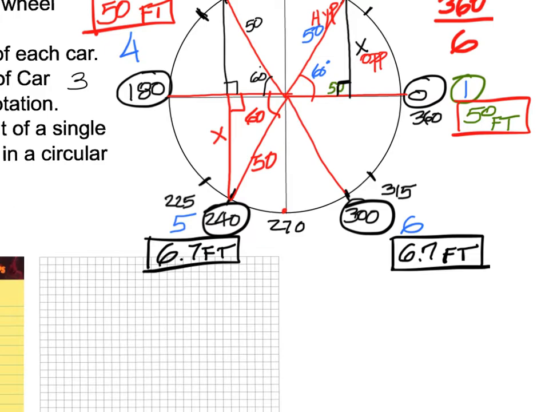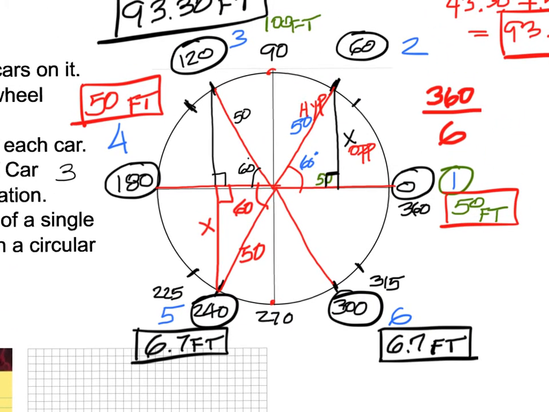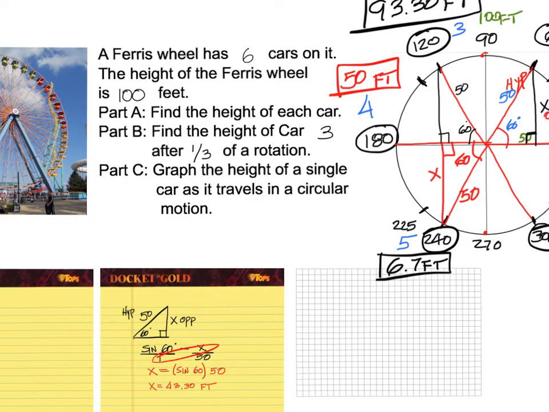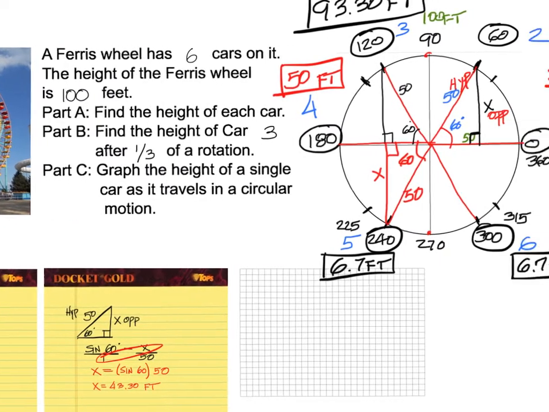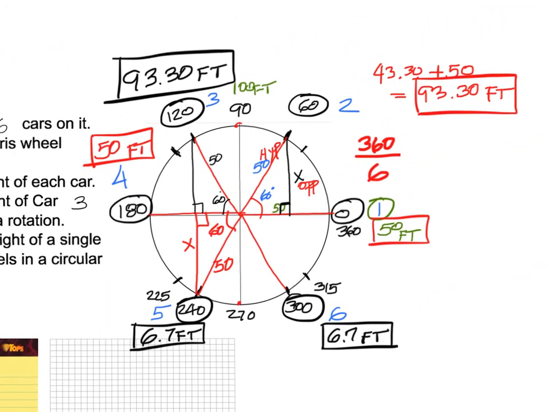Okay, so we have the heights of all of the cars. Find the height of each car. We did that. So part B, find the height of car 3 after 1/3 of a rotation. All right, car 3, we have to identify that. And I'm going to use purple and darken it up a little bit. Here is car 3. And car 3 is on this dot. We need 1/3 of a rotation.